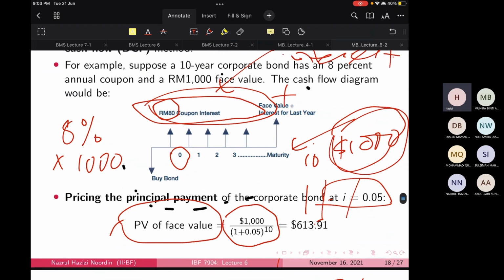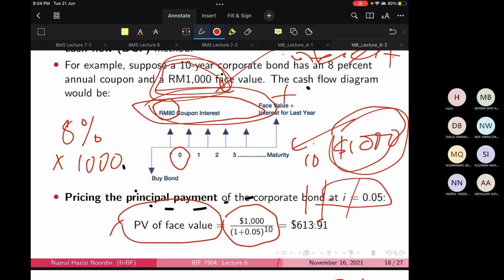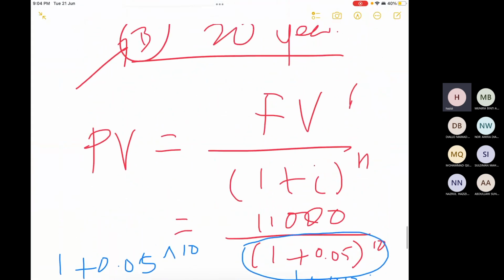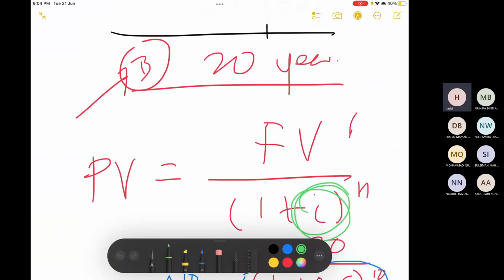Don't confuse the coupon rate with the interest rate. That's different altogether. 8% is the coupon rate, the rate that you will calculate on the face value. Always remember, the coupon rate must be calculated on the face value. But the interest rate is the one that you're going to use in the equation of the present value that we have seen. Because you need to know how much the present value is. So the interest rate here is very important, because at the end, the interest rate will determine the present value.